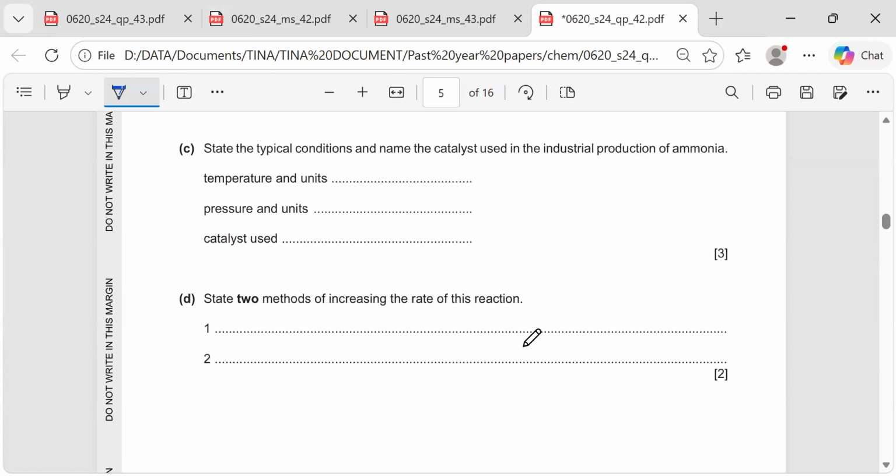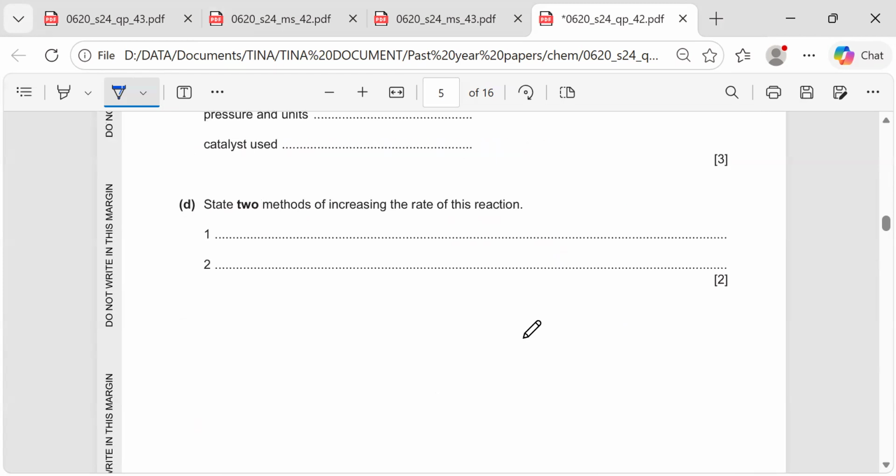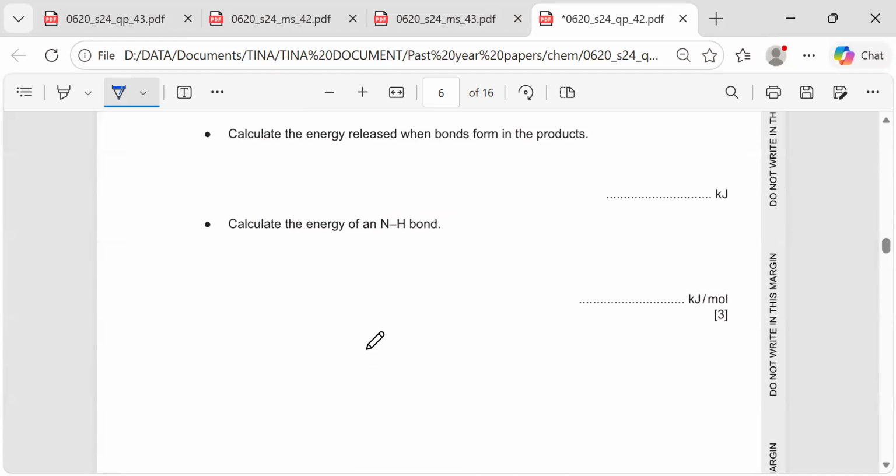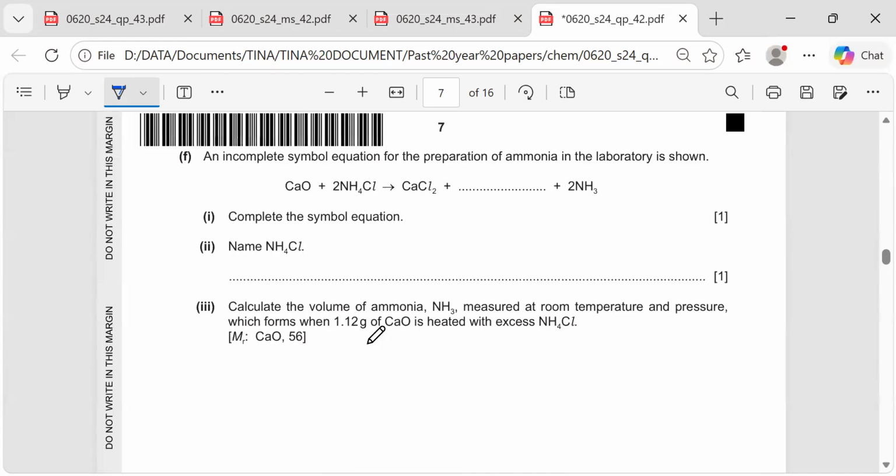Rate only got the five things: temperature, pressure, catalyst, particle size, concentration. No, catalyst is only required in small amounts. Small catalyst doesn't increase the rate. Okay, you can increase the surface area of the catalyst. That one can. Somehow this one all calculation okay.